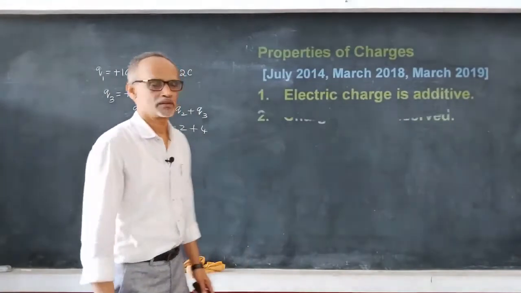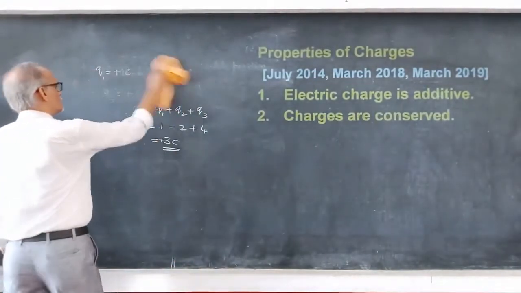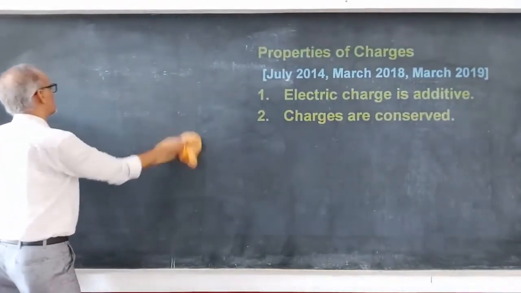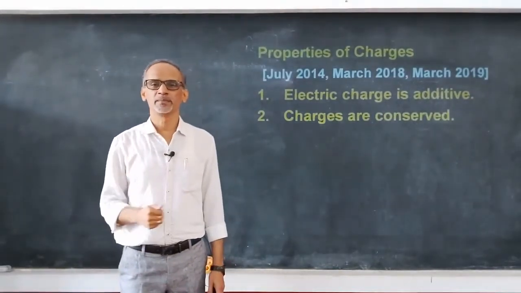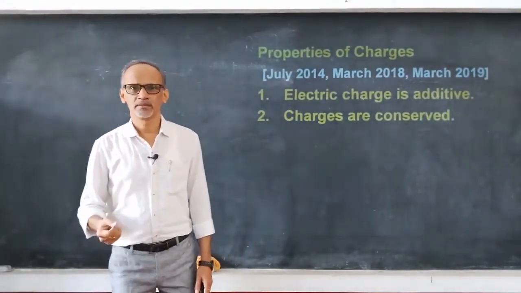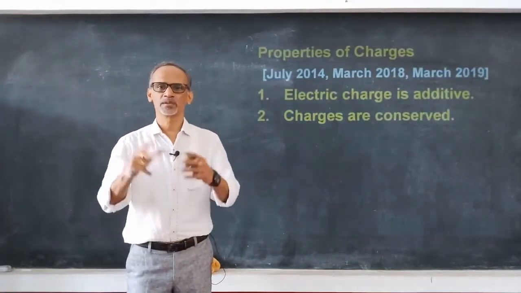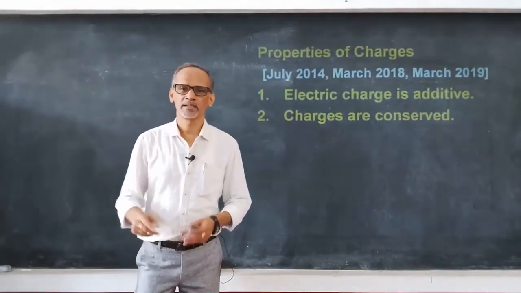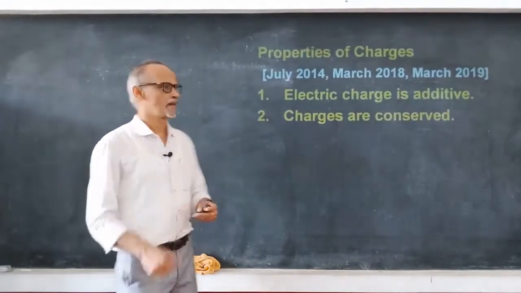Property number 2: the charges are conserved. We have already learned some laws of conservation last year, like the law of conservation of linear momentum, energy, and angular momentum, in which we say that in a system, the total energy remains constant, or the total linear momentum of the system remains constant. Similarly, the charges are conserved. That is, in a closed system, the total charge remains constant.